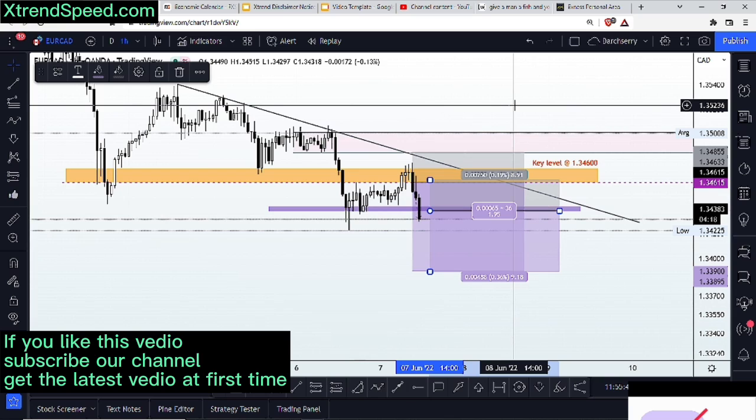Let's see what happens as price action is being monitored, and by tomorrow we can revisit this and make assessments accordingly. On this note, I would like to quickly run through what we have discussed so far, a quick summary of what we have discussed so far.